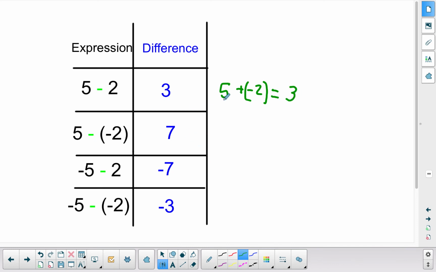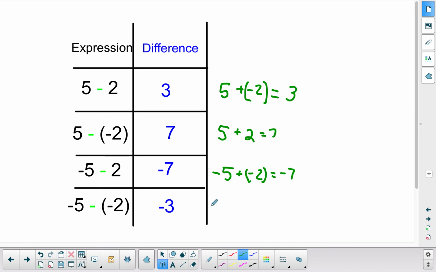If I did that same situation of changing the minus sign to a plus sign and turning this into the opposite, watch what happens here. It's 5. We change that green minus sign to a green plus sign and change negative 2 to its opposite, positive 2. I still end up with 7. If I do that here, I still start with negative 5. I'm going to change that minus sign to a plus. And whatever number we're taking away, in this case 2, we change to the opposite. So it's going to become negative 2. Now in this instance, the two signs are the same. So just like 5 plus 2 is positive 7, negative 5 plus negative 2 is negative 7.